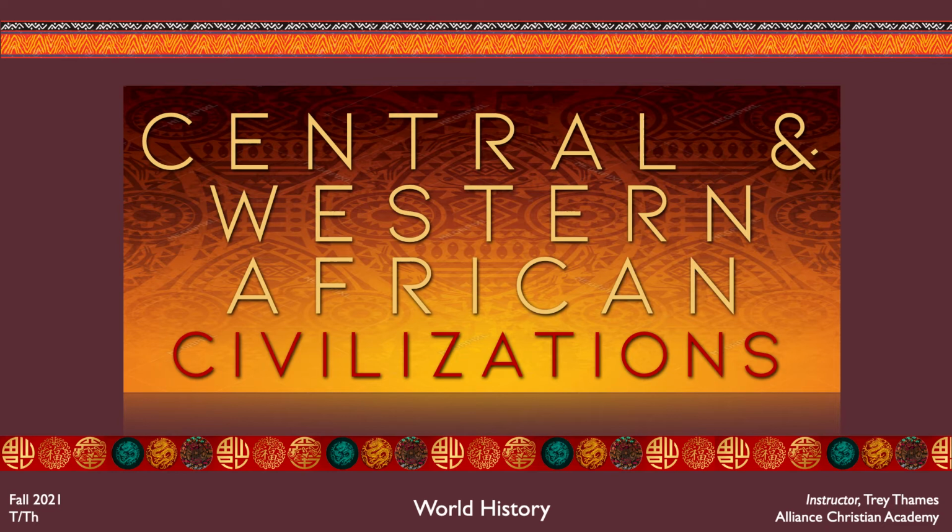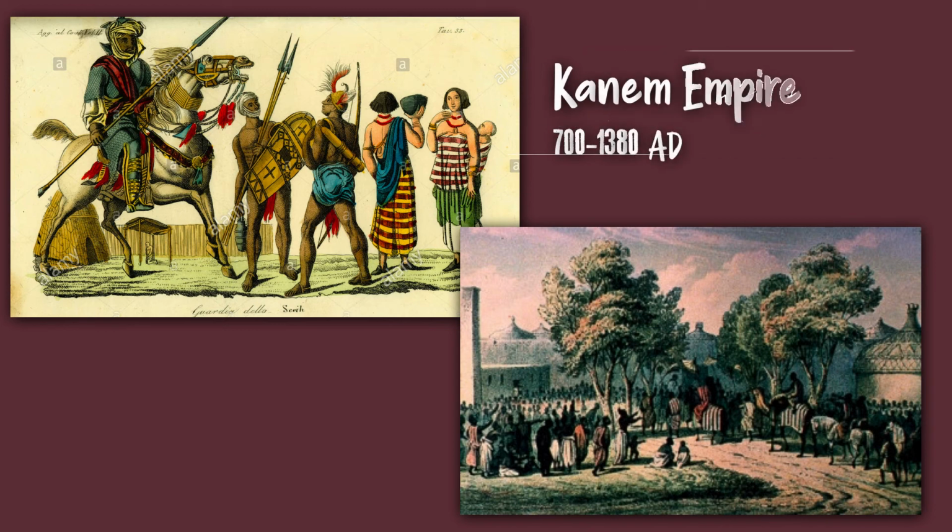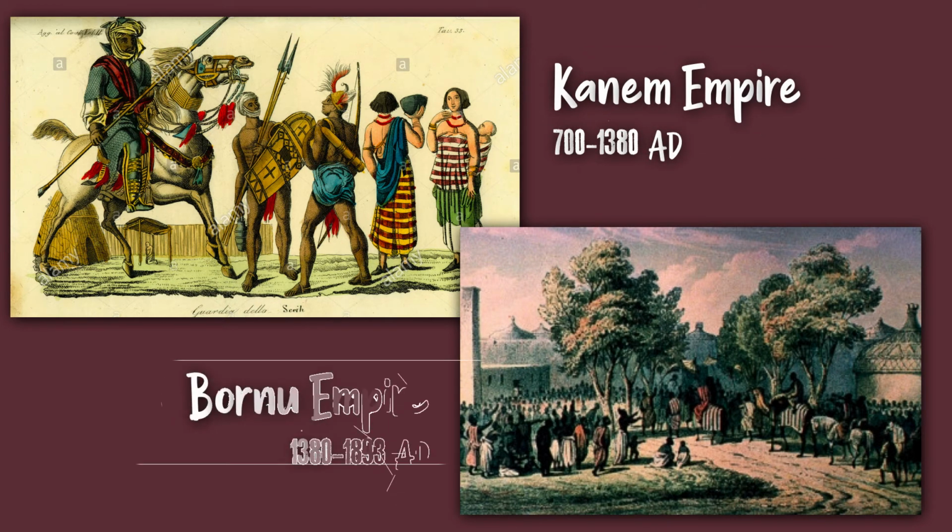What about these central and western portions of Africa? Well, there's a couple of quick tribes we're going to look at. The first one is the Kanem tribe or empire from 700 to 1300 AD. After that is going to be the Bornu Empire, which is from 1380 to 1893 AD. These empires are going to develop along the Niger River Valley. These will be followed by a couple of others just to the west that we'll look at in just a minute.